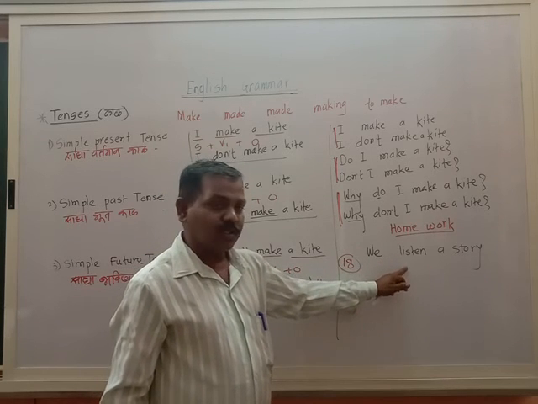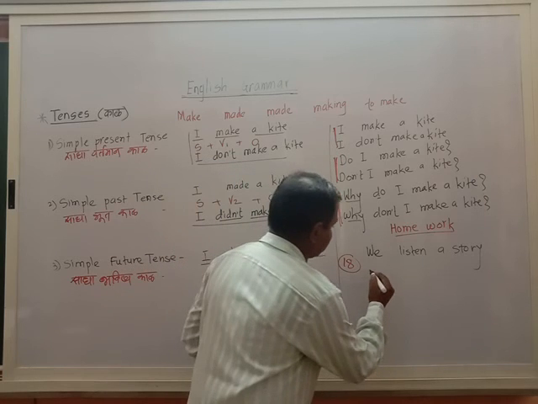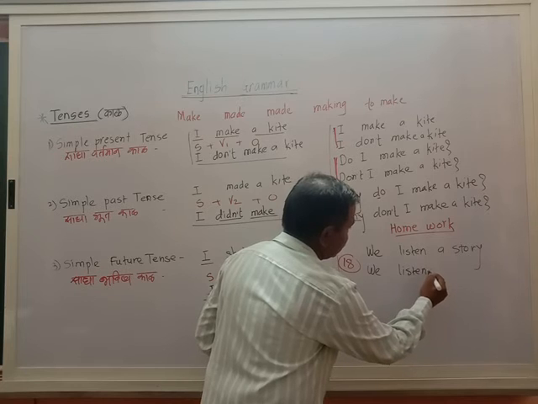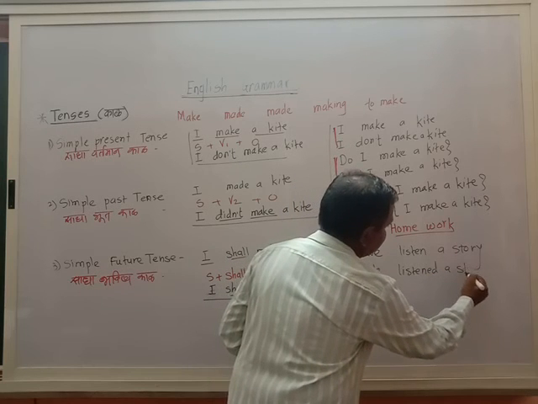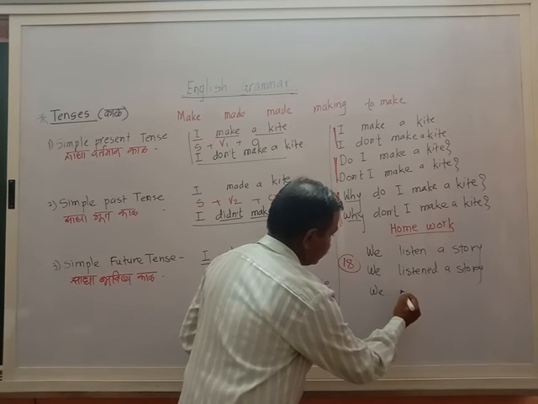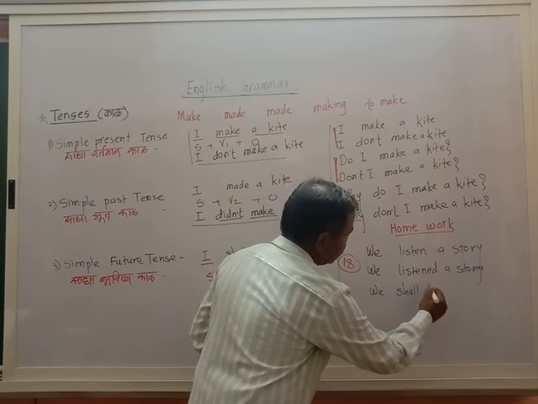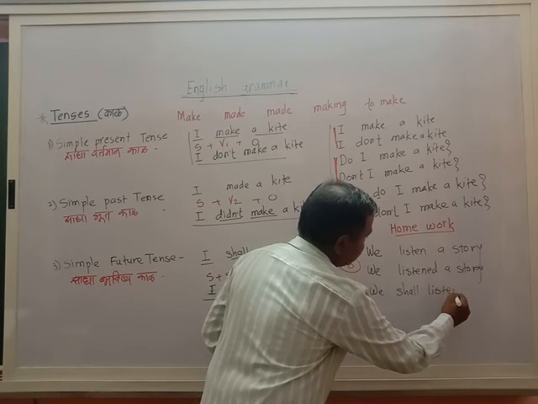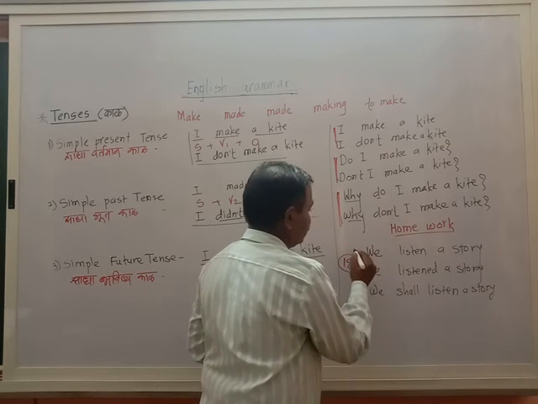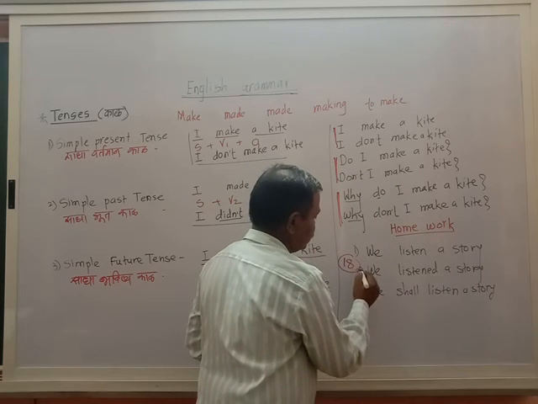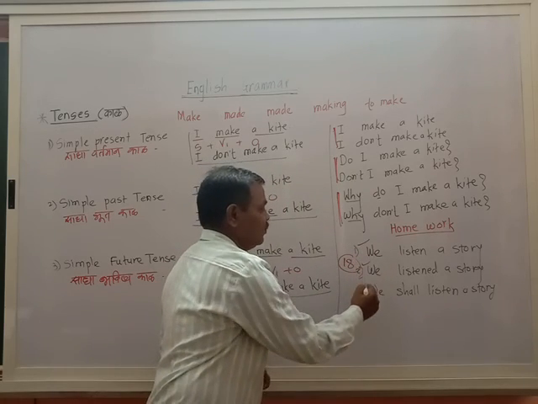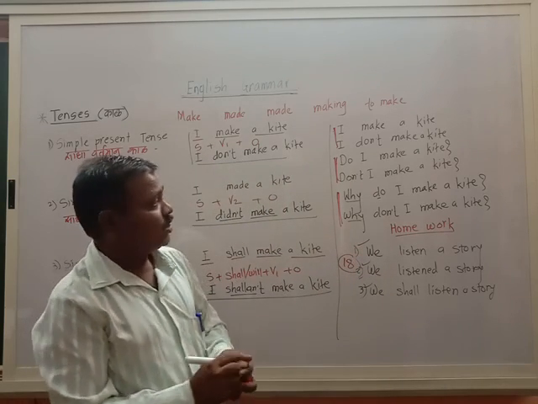The same sentence you have to write in the simple past. I shall write here simple past also. We listened to a story. We shall listen to a story. Simple future. 1, 2 and 3. Each sentence you have to convert into this format.